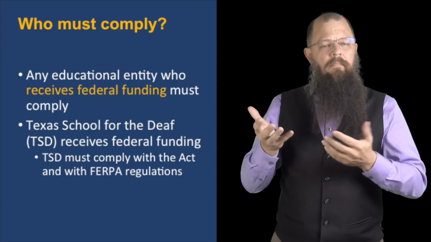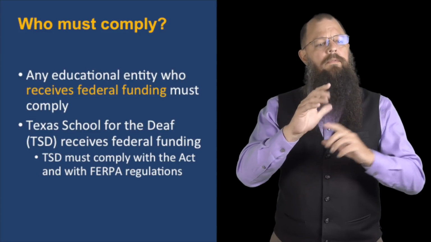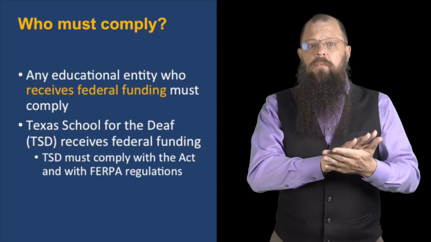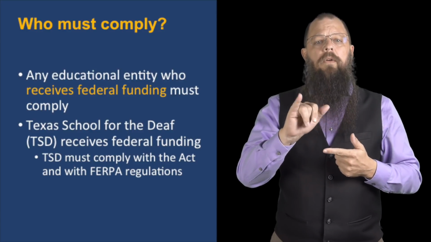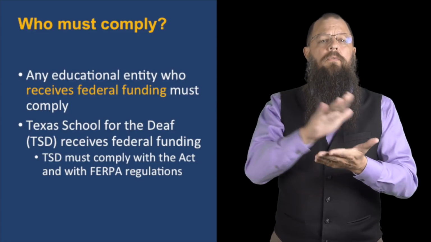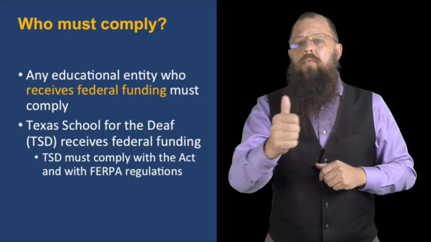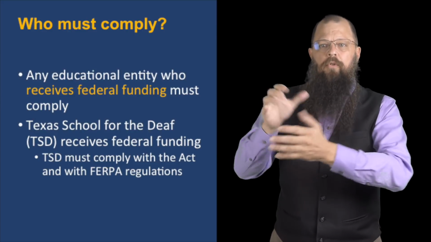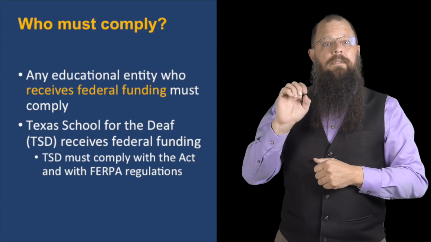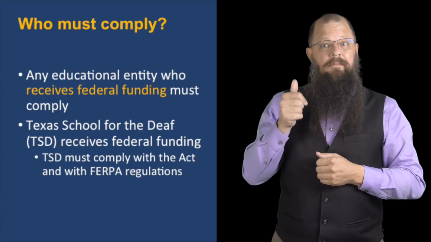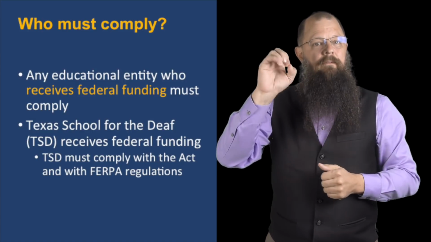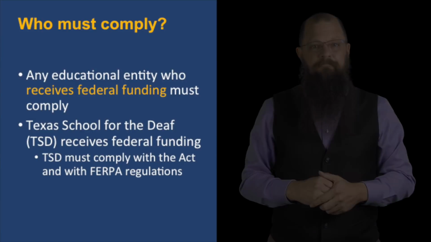Who must comply with FERPA? Any educational entity who receives federal funding must comply with the regulations. That includes elementary schools, secondary schools, post-secondary schools, colleges and universities, and any other educational entity receiving federal funds. Texas School for the Deaf receives federal funds and therefore must comply with FERPA regulations.